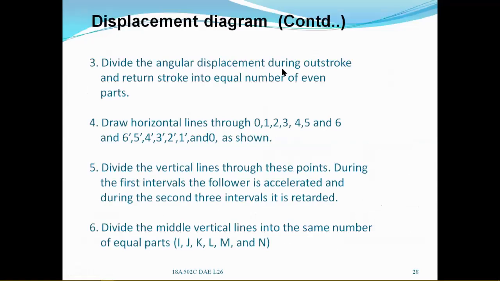Divide the angular displacement during outstroke and return stroke into an equal number of even parts. Draw horizontal lines through 0, 1, 2, 3, 4, 5, 6 and 6 dash, 5 dash, 4 dash, 3 dash, 2 dash, 1 dash and 0 dash as shown in the figure, and divide the vertical lines through these points. During the first three intervals the follower is accelerated, and during the second three intervals it is retarded. Divide the middle vertical lines into the same number of equal parts J, K, L, M, N and so on.